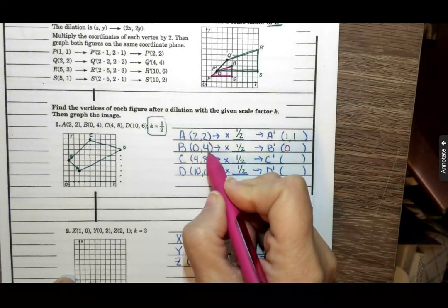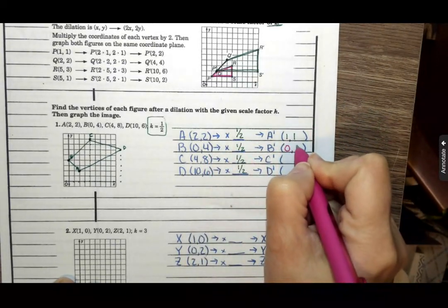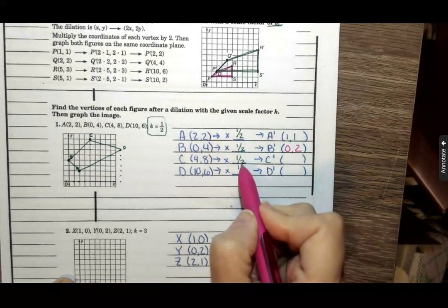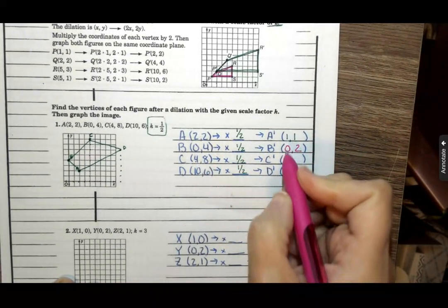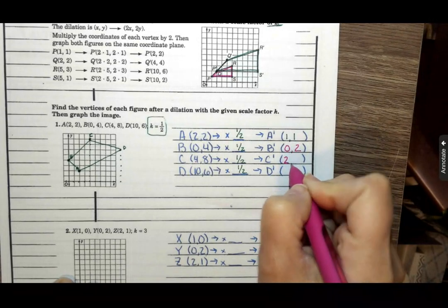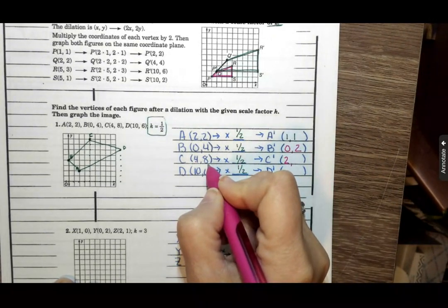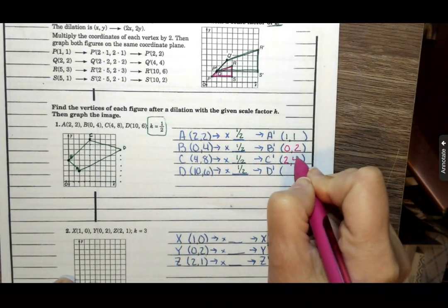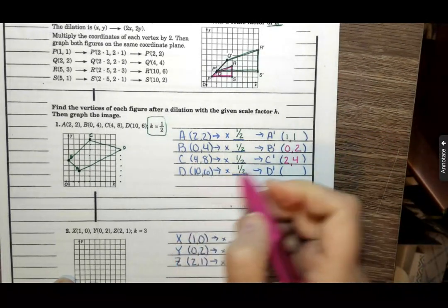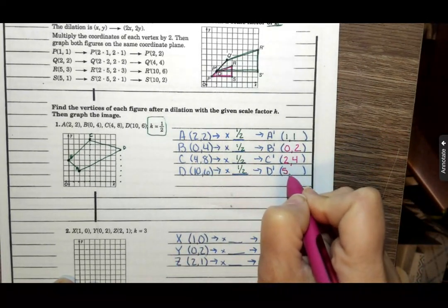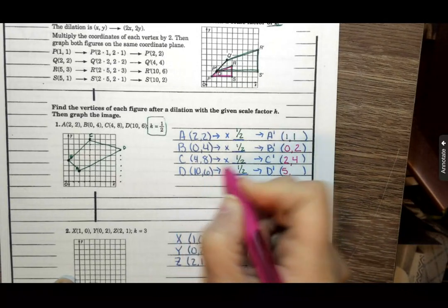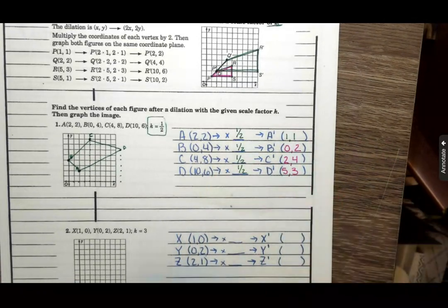1/2 of 4, so 1/2 times 4 is at the point 2. 1/2 times 4, 2. What's 1/2 times 8? We should have gotten 4. 1/2 times 10 is 5. And 1/2 times 6 is 3. So now I'm going to go ahead and plot those points.